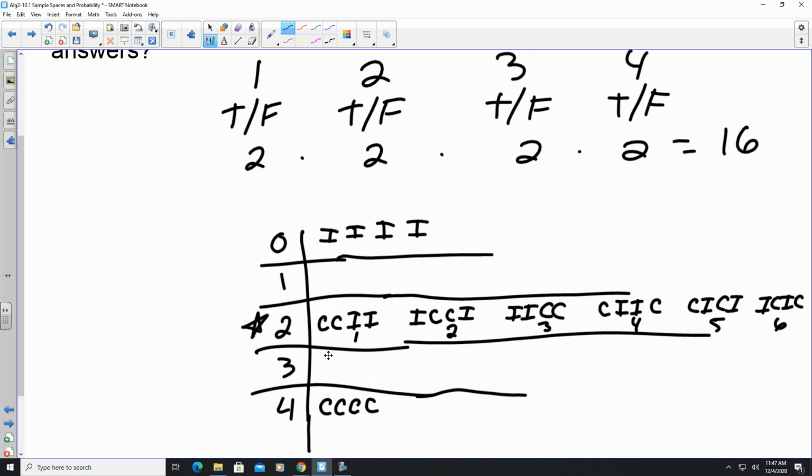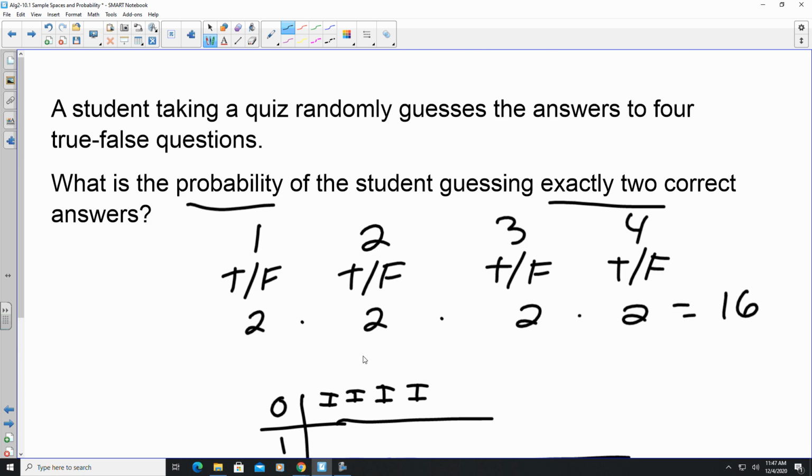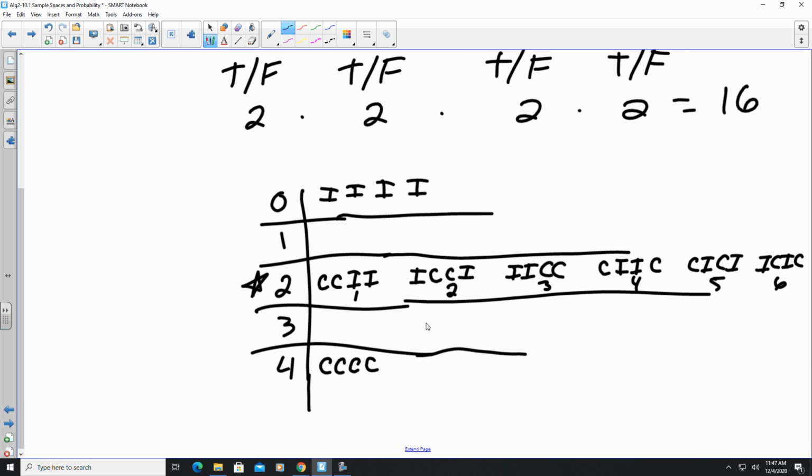So probability here in this particular instance, we are going to take the number of successes, which is 6, divided by the total number of outcomes, which is 16. So the probability of you getting exactly 2 right is 3/8, and that is 37.5%.